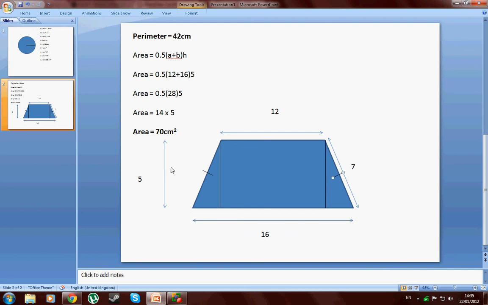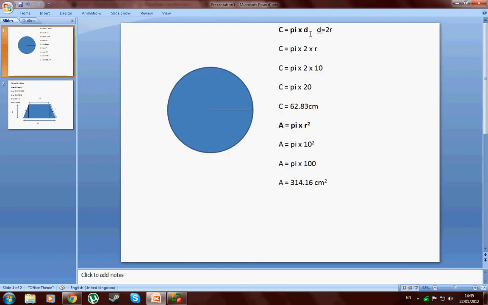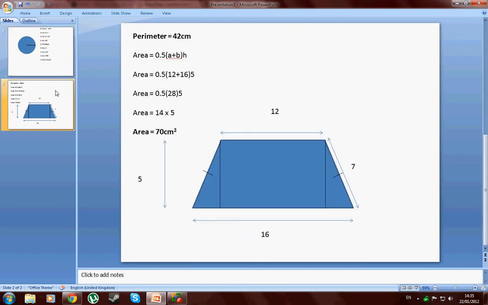They're both fine. Alright, so that's how you find circumference and area of a circle, and that's how you find perimeter and area of an isosceles trapezium. Good luck with that.